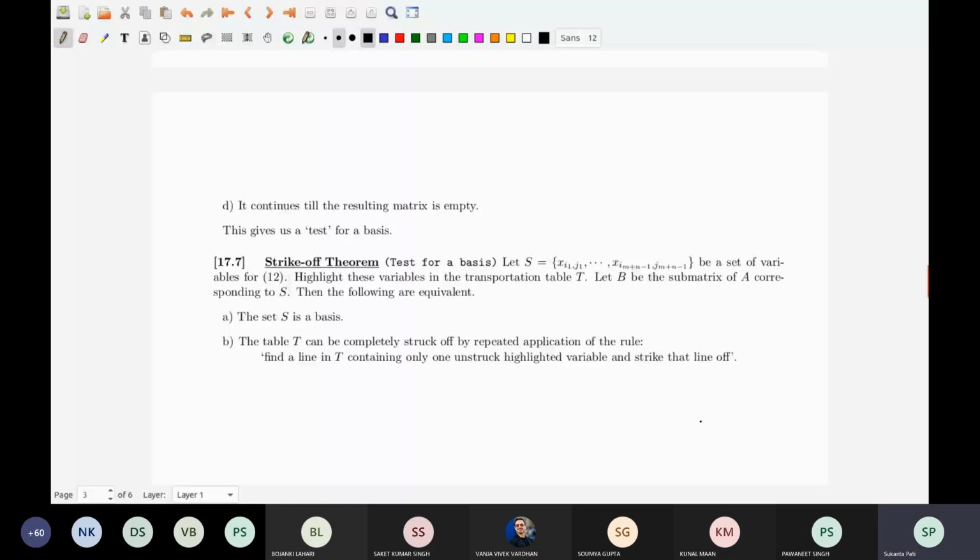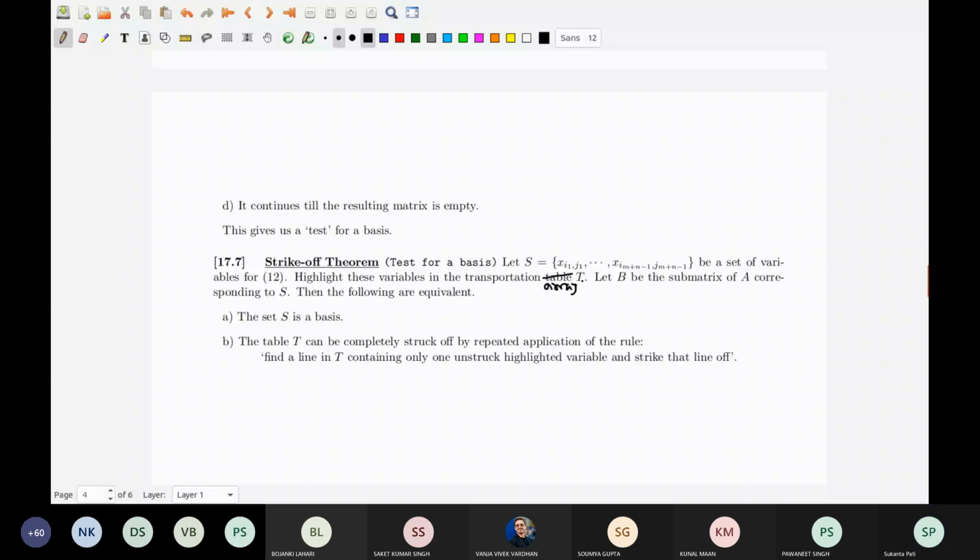Okay. So what it says, suppose that you have a set of m plus n minus 1 variables. Now what you do, you highlight these variables in the transportation table, or array, whatever, transportation array T. And then as usual, let B be the submatrix of A corresponding to S, means corresponding to the variables in S. Then the following are equivalent.